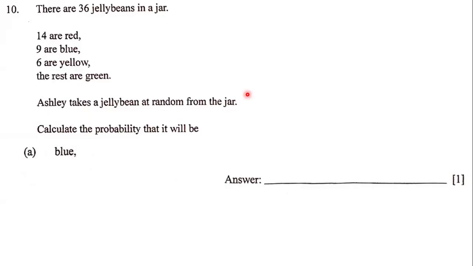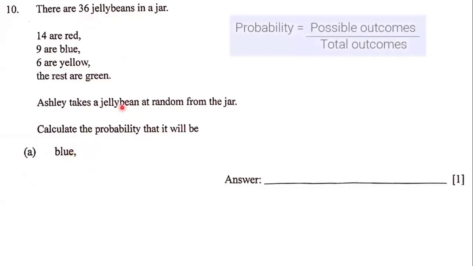So we're going to start over with question 10 because I made an error with explaining it. Question 10 says there are 36 jelly beans in a jar. 14 are red, 9 are blue, 6 are yellow, the rest are green. Ashley takes a jelly bean at random from the jar. Calculate the probability it will be blue. So let's start off with the formula. The probability formula is equal to possible outcomes divided by total outcomes. Now, what is the total outcomes? Well, the total outcomes is 36, all right?